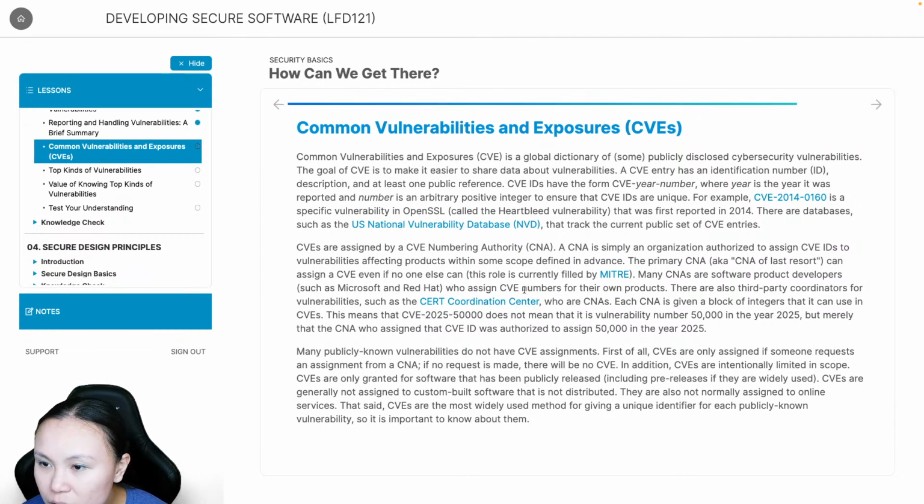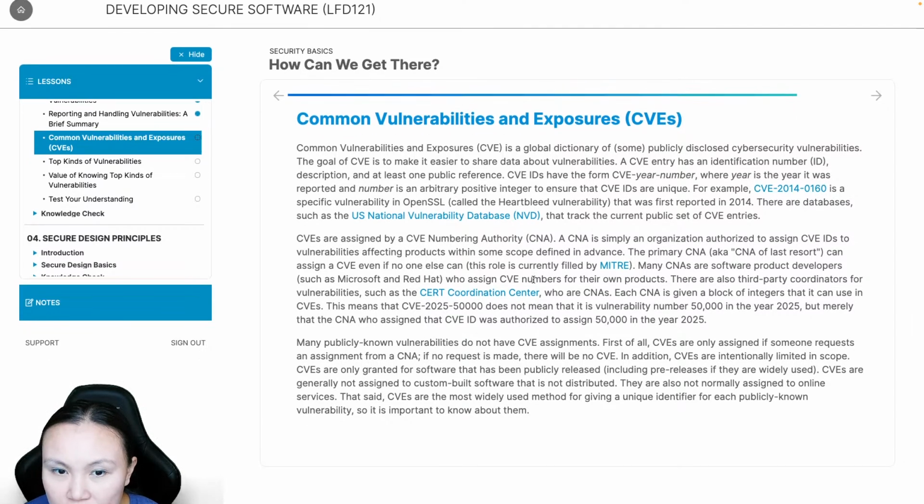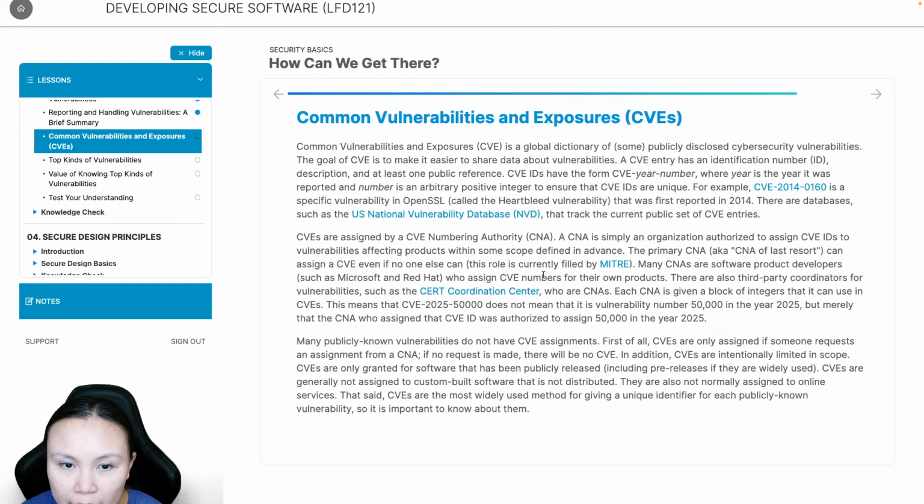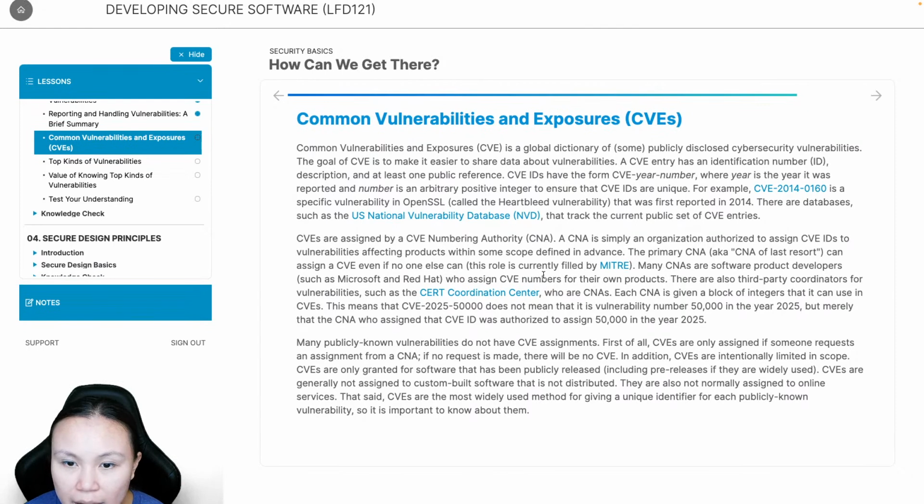For example, CVE-2014-0160 is a specific vulnerability in OpenSSL that was first reported in 2014. There are also databases that store this information, for example the US National Vulnerability Database. CVEs are assigned by a CNA, so there's an authority behind it.